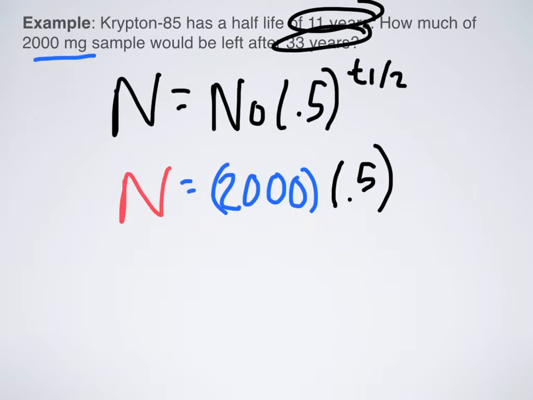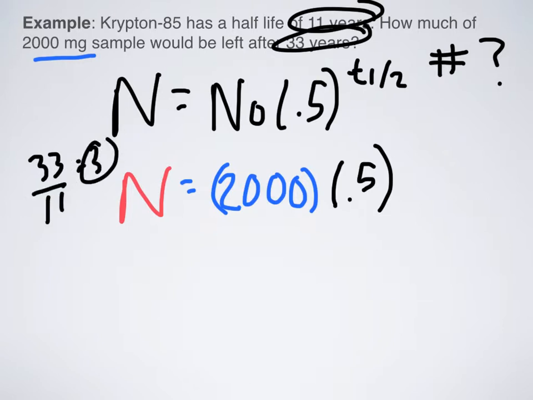I have to figure out the number of half-lives that have passed. So if the half-life of krypton is 11 years, and I'm asking how much would be left after 33 years, how many half-lives, remember we're looking at the number of half-lives, have passed in that time? Obviously, 3. If you don't know that, 33 divided by 11 is 3. Now, where did that come from? Well, it came directly from the problem. If the half-life's 11, how much would be left after 33 years? So I would need to plug in 3 as my half-life number up at the top.